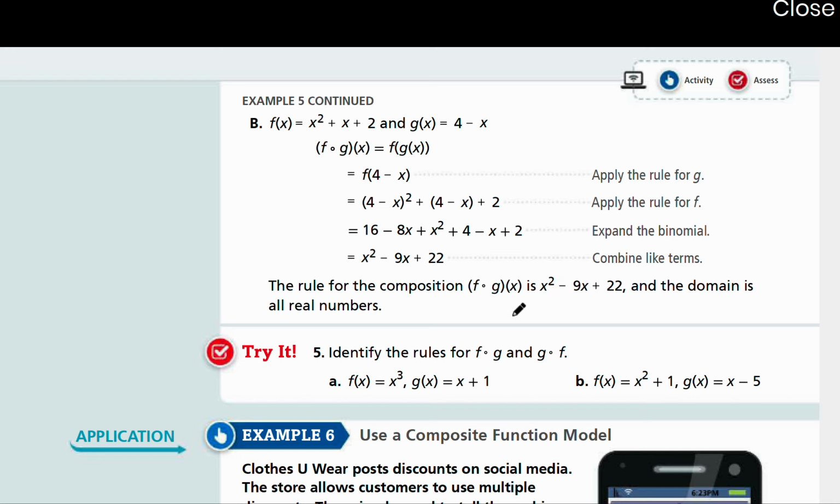Let's look at try number 5. Identify the rules for f of g and g of f. First, figure out f of g, then figure out g of f for both a and b. Pause the video, come back when you're ready for answers.